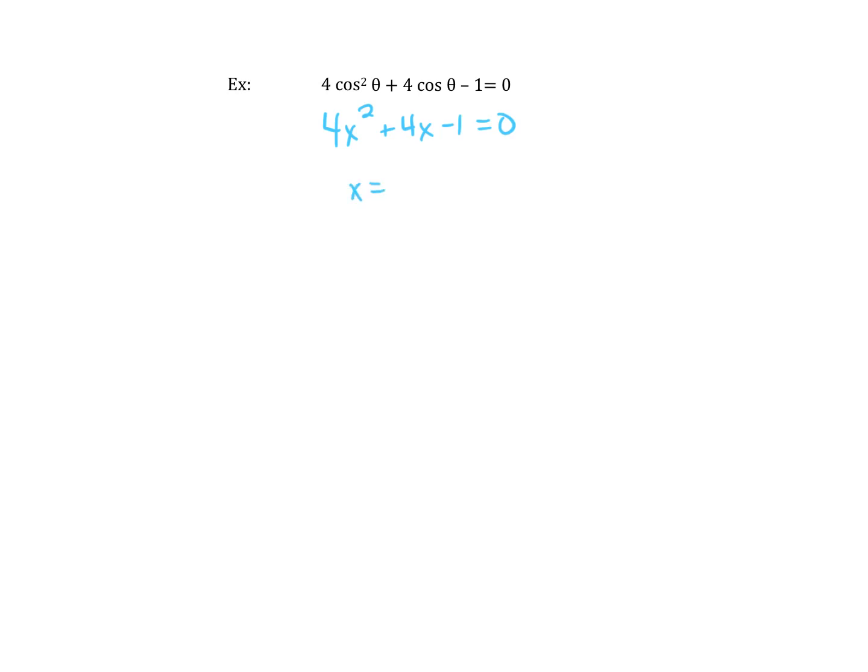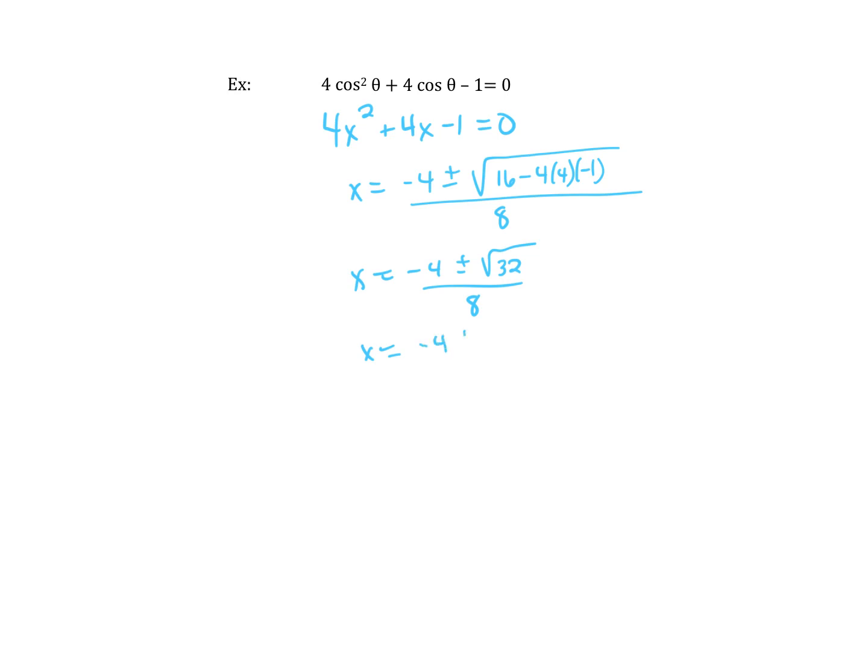So we're going to say that x is equal to the opposite of b plus or minus square root of b squared minus 4ac all over 2a. And we've got to clean this up. So we get negative 4 plus or minus the square root of 32 all over 8. And so we can clean up that square root. We can simplify that. That's 16 times 2. So we get 4 root 2 all over 8. And we've got Mickey Mouse ears. Right? So then that means this simplifies into negative 1 plus or minus 1 times the square root of 2 all over 2.